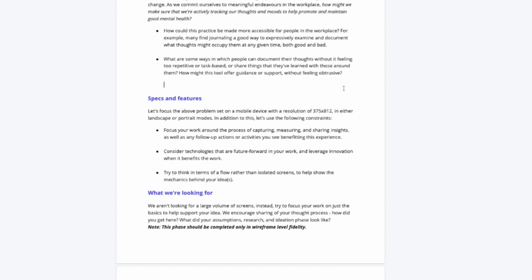So it's not always going to be a mobile app. It's not always going to be a mobile website. It could be a Google Doc. It could be pen and paper. Who knows if the solution is the best solution for solving this specific problem. But in this case, they tell you it's going to be some sort of digital solution.